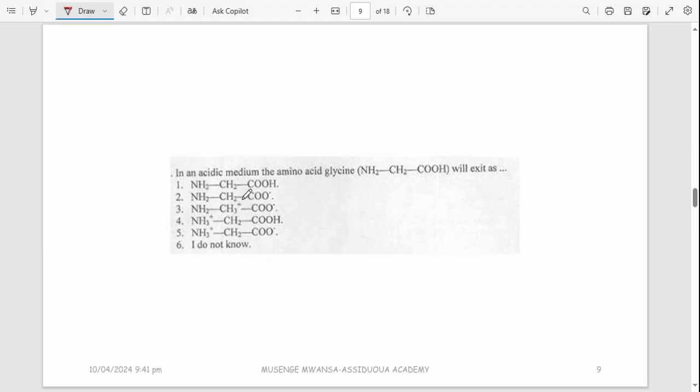In an acidic medium, the amino acid glycine, which is given here, looks like this: NH2, CH2, COOH. How will glycine exist, or look, in an acidic medium?